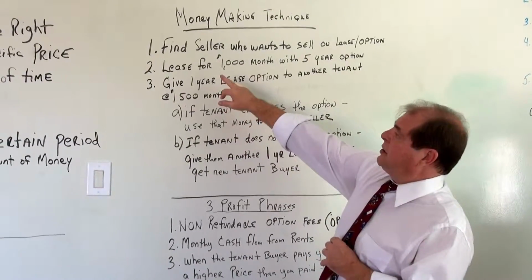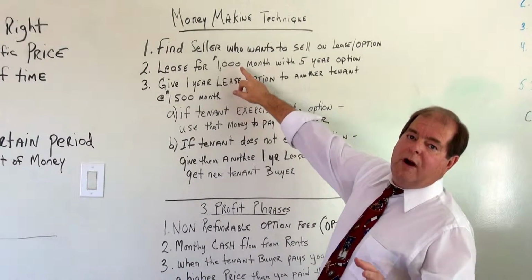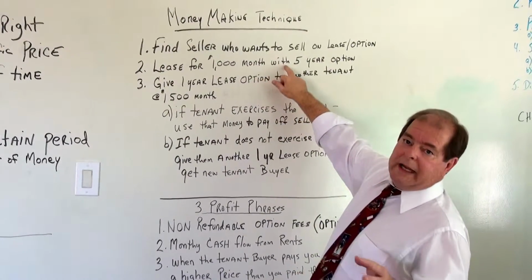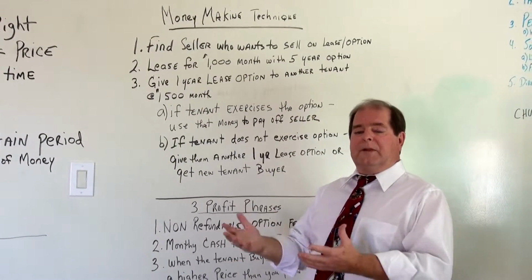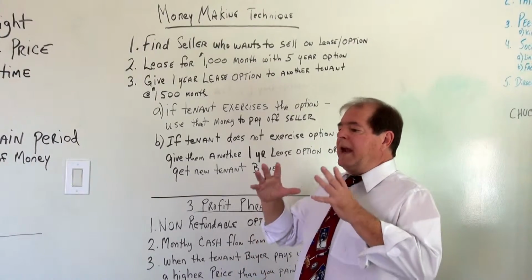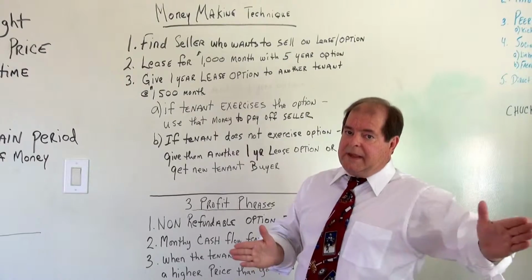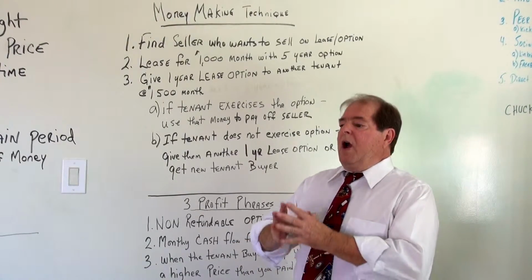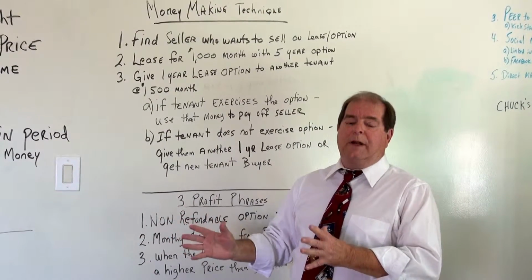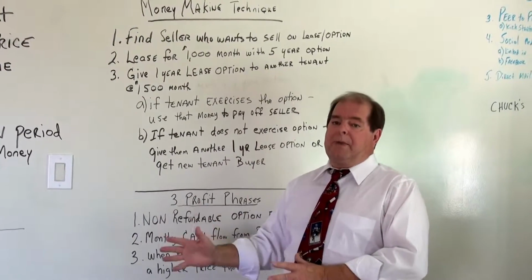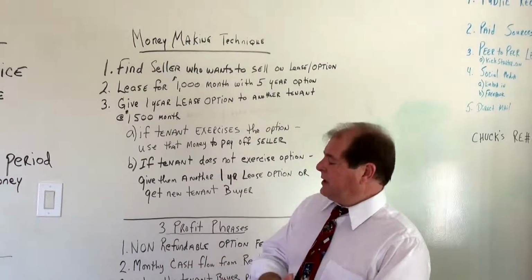Okay, the second thing you want to do when you find the seller is you want to lease from him, let's use an example of $1,000 a month. We're going to get a 5-year option. What does that mean? We're going to pay $1,000 a month for up to 5 years, 60 months. And we have the option to buy the property anytime in that 60-month period, or we can let the option consideration go down the drain. We do not have to buy the property. We have the option to buy it or not, depending on whether we like the price, whether we have the money. There could be a lot of variables there.